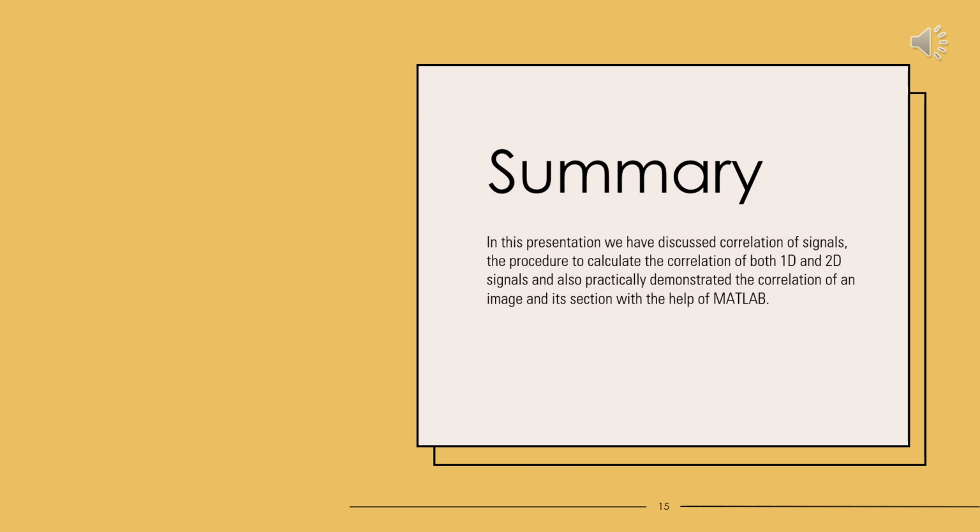Now, let us briefly recall all the concepts which we have discussed in this video. In this video, we have discussed the correlation of signals and the procedure to calculate the correlation of both one-dimensional and two-dimensional signals, and also the applications of correlations in image processing. We have also practically demonstrated the correlation of an image and its section with the help of MATLAB.